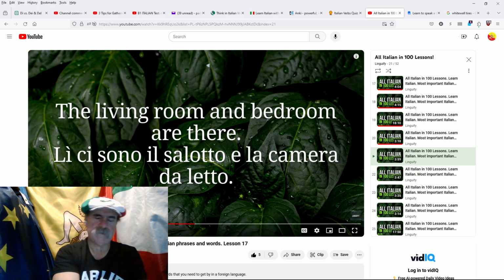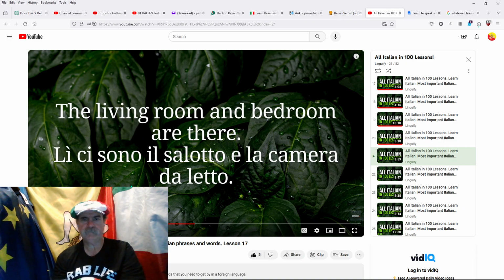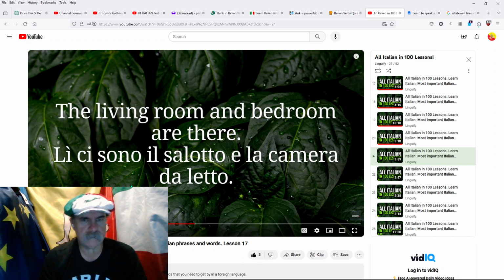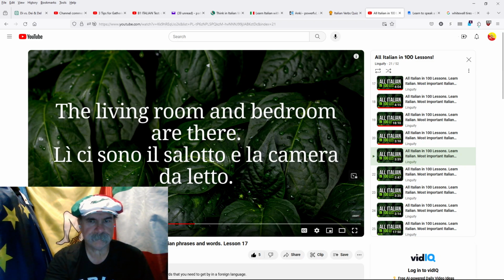I'm not sure I've dealt with the bedroom before in Rosetta Stone or in Duolingo. I've dealt with living rooms, bathrooms, and kitchens. But I'm not sure I've run across bedrooms before.